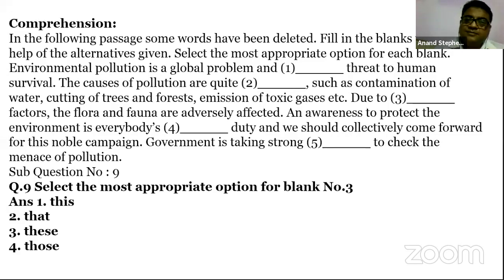Excuse me. We have 4 options: this, that, these, those. Please unmute yourself and answer. Due to these factors. Okay, these, right.